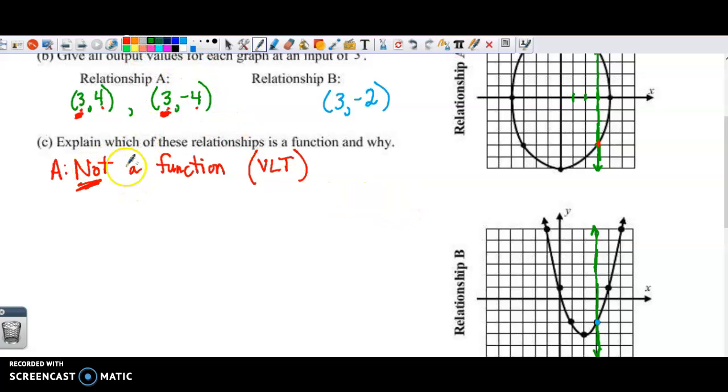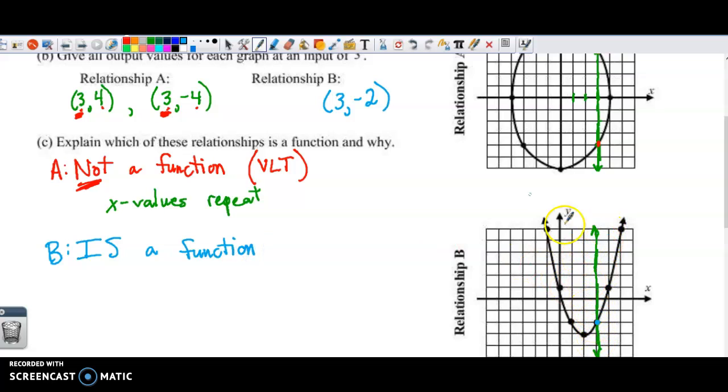Anyway, so A is not a function, and I would just let you say that the x values repeat. I think that's a good explanation, at least for right now. A better explanation might be saying there's two outputs for one input, which is a fancy way of saying that the x values repeat. Whereas relationship B is a function. You could do the vertical line test right there, that there's exactly one output for this input, and no other x values will repeat at any point. So no x values repeat is the explanation I'm giving you on that one.